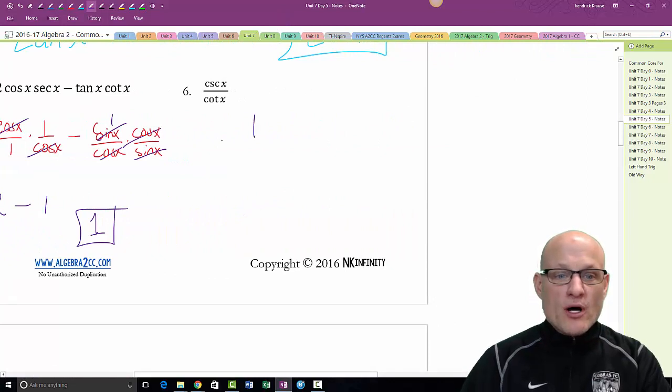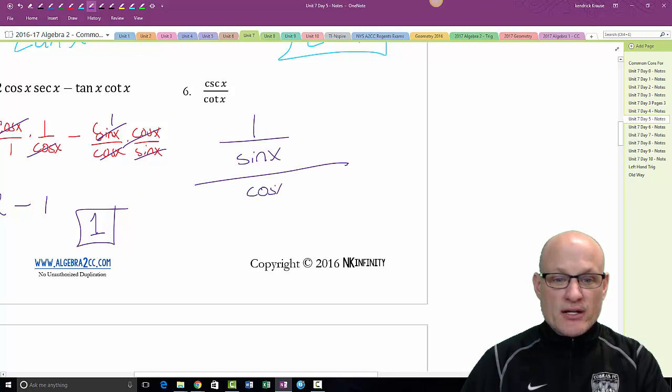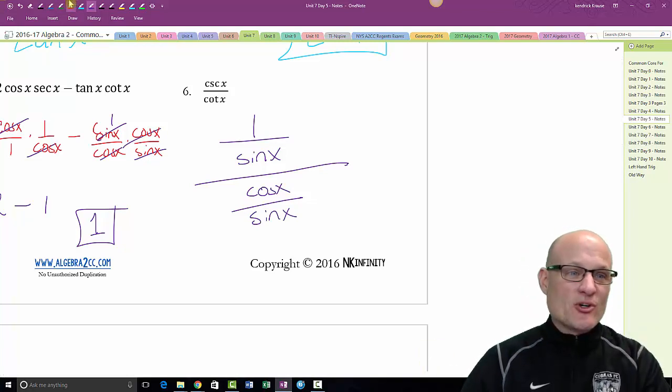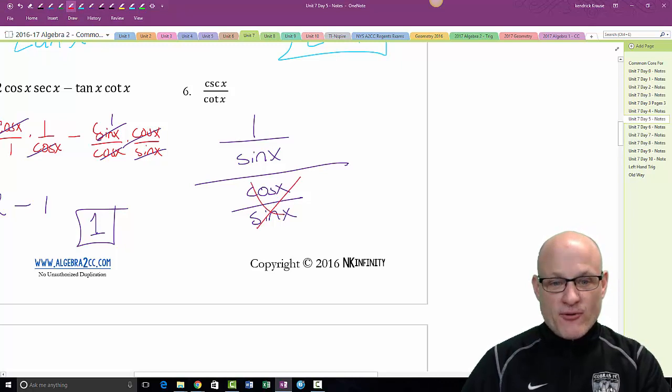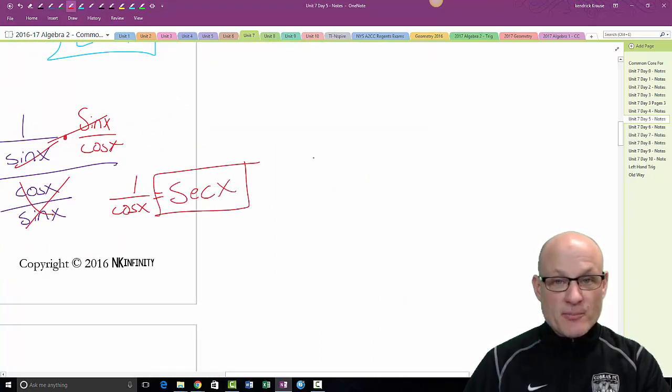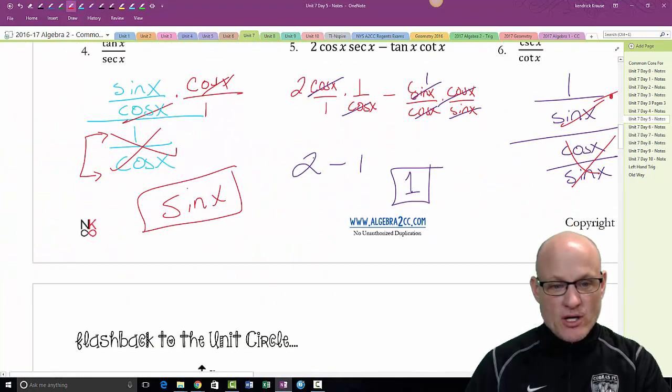All right, here we go. 1 over sine x, that's the numerator, all over cosine x over sine x. Now, you can see if you don't have this stuff memorized and committed to your memory, how difficult it's going to be. Instead of dividing by a fraction, we're going to multiply by the reciprocal. Gone, gone. And I'm left with 1 over cosine x. But you can't leave it like that. 1 over cosine x is really secant x. And that would be the simplest form. And I hope you did well with those.